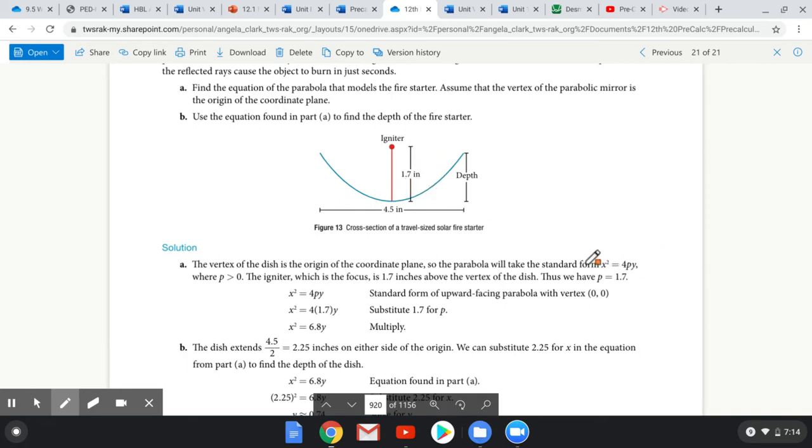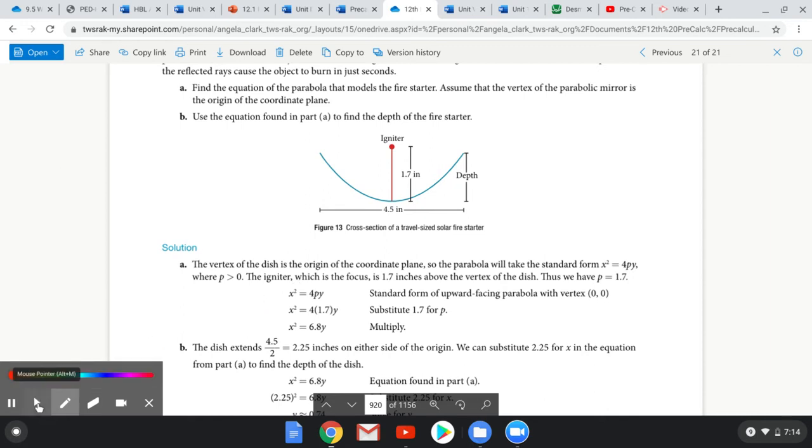So you can see all of this down here. x squared equals 4py. P is 1.7. So we multiply that by 4, we get 6.8. So x squared equals 6.8y. Again, this is centered at the origin for convenience, so that's all we have to do. So this is our equation. As long as we understand the pieces, this is pretty simple.